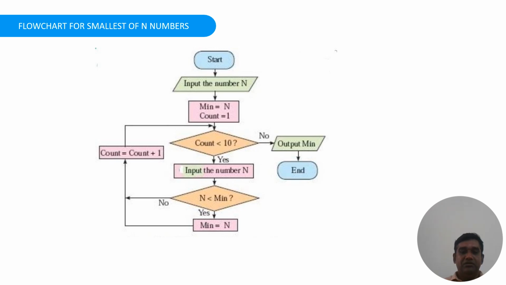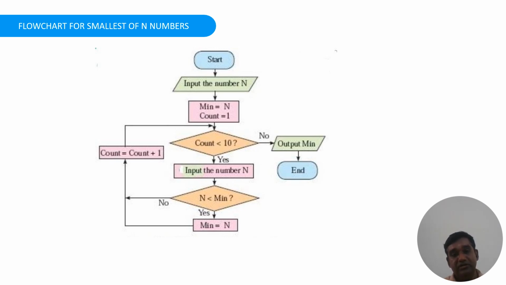If n is smaller than the given minimum value, we are going to assign the value. If it is not the minimum value, this already assigned value is going to remain. So as usual, we are going to increase the count, and we are going to check whether the count is greater than 10 or not.